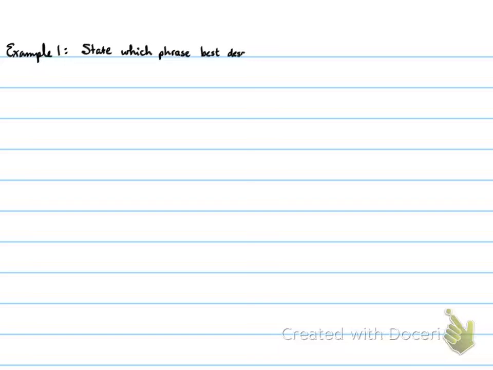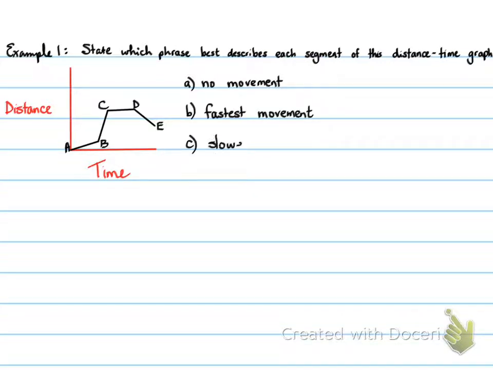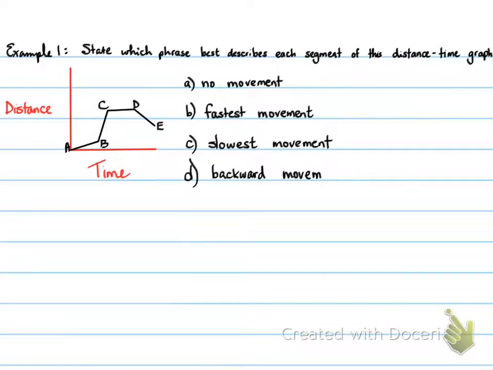Okay, on that note, let's look at an example. State which phrase best describes each segment of the distance time graph. So here we have our distance time graph, looking at this, A, B, C, D, E, and let's look at the first phrases: no movement, fastest movement, slowest movement, and backward movement. That's a lot of information, folks. I get that. So let's move back slowly.